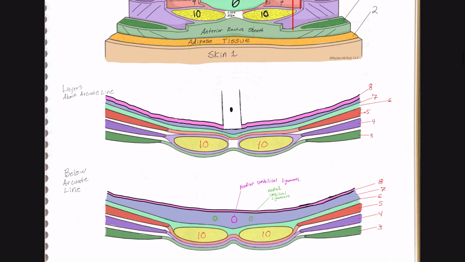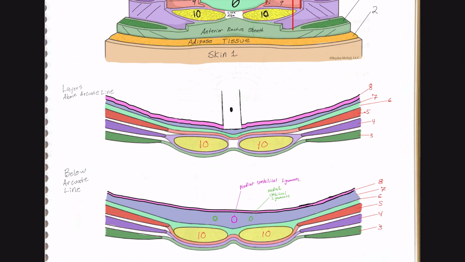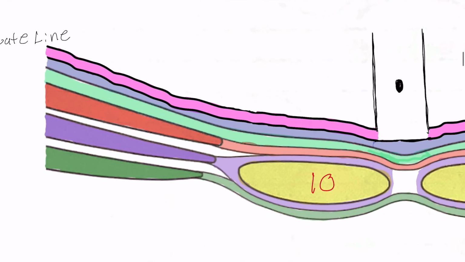What you're looking at is a transverse cut of the abdomen above the arcuate line and below the arcuate line. Okay, and we see here's those muscle bellies that we were talking about. So remember, this is external oblique, internal oblique, and transversus abdominis. We have fascia layers sitting in between those.